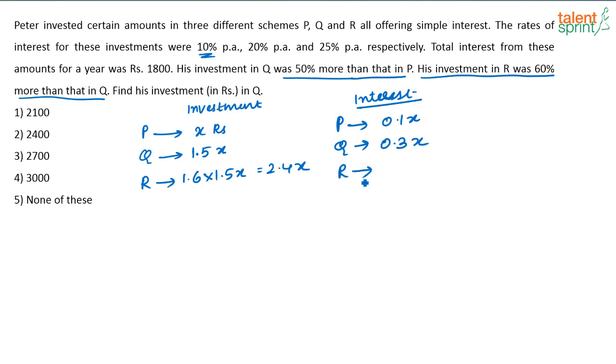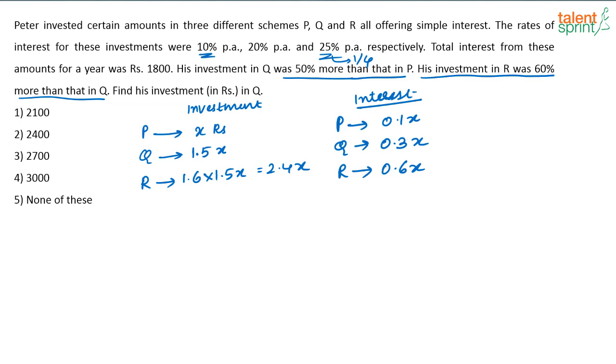For R, what is the interest that he is receiving? 25% per annum, or 25% of 2.4x, that is nothing but 2.4 divided by 4. 25% is 1/4, correct? So 2.4 divided by 4 is 0.6x. Remember, whenever you have such percentages, like 25%, take them in terms of fractions. It is easier to solve. So the interest that he receives for R is 0.6x.